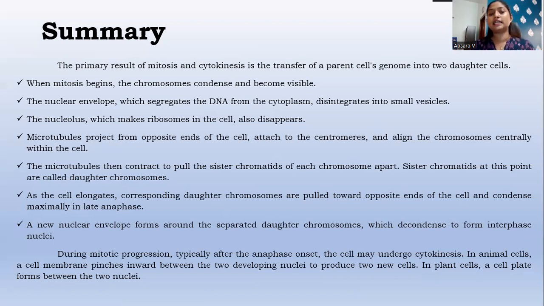As the cell elongates, the corresponding daughter chromosomes are pulled towards opposite ends of the cell and condense maximally in the late anaphase stage. A new nuclear envelope forms around the separated daughter chromosomes, which now decondense to form interphase nuclei. During this mitotic progression, typically after the anaphase onset, the cell may now undergo cytokinesis. In animal cells, the cell membrane pinches inward between the two developing nuclei to produce two new cells. In plant cells, a cell plate forms between the two nuclei.